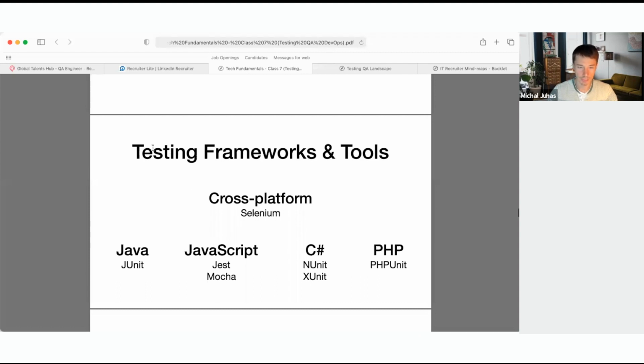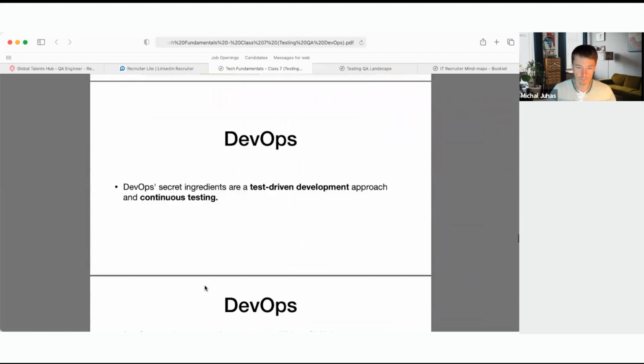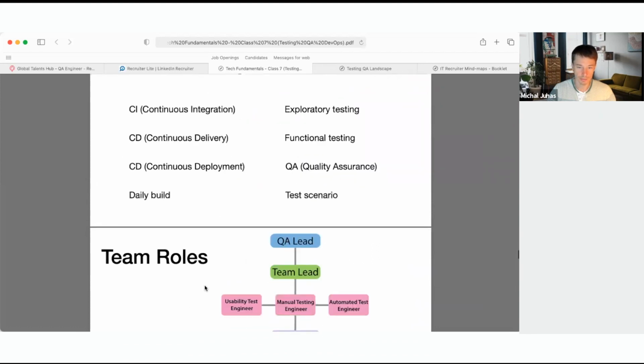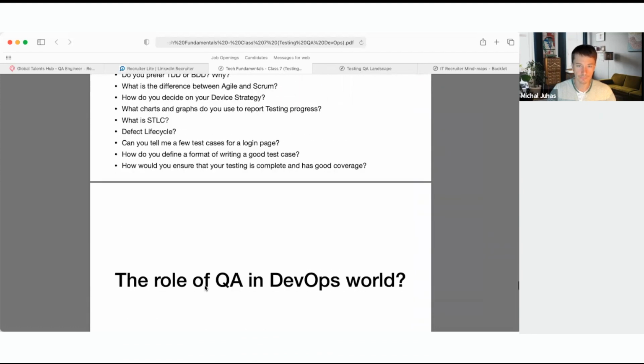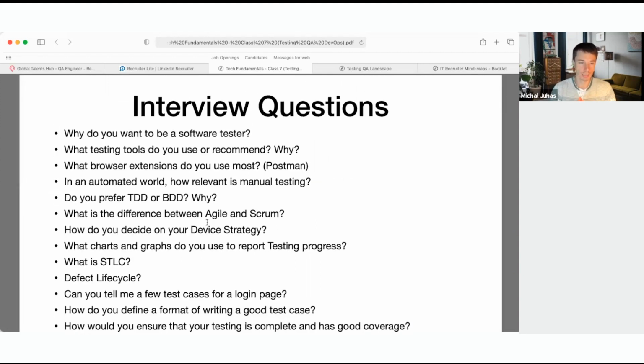Agile testing principles, we can skip for now, but I wanted to show you some of these screening questions. Oh, this yet again just shows the testing frameworks. So Selenium is cross-platform, and then each programming language has its own: JUnit, NUnit, XUnit, PHPUnit in PHP. But I want to show you the questions, the screening or interview questions that you can ask just to get a sense if someone is really an automation tester or test automation engineer. Oh yeah, PyTest for Python or PyUnit.